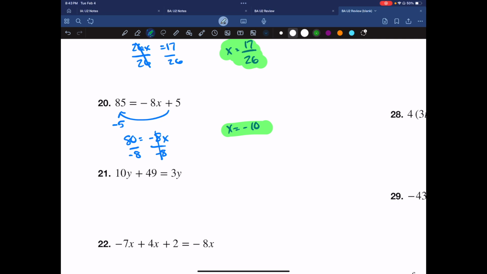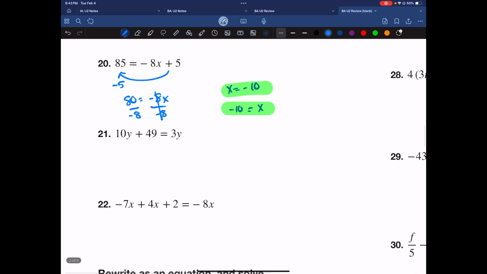All right. Technically, my x is on the right, but remember, if this is x equals negative 10 or x equals negative 10 this way, it's the same thing. So whichever direction you choose to write it, it's the correct way.